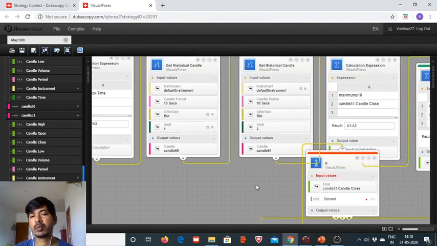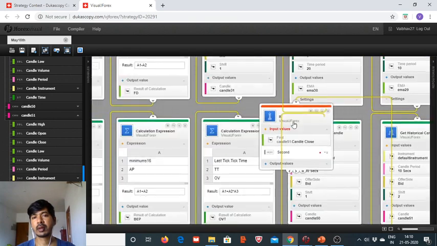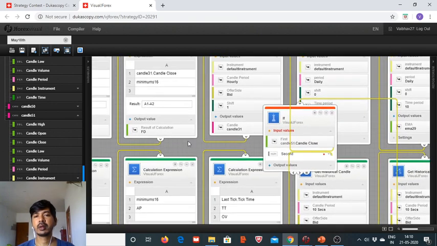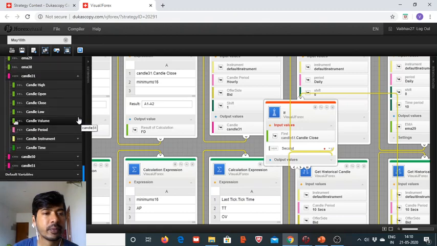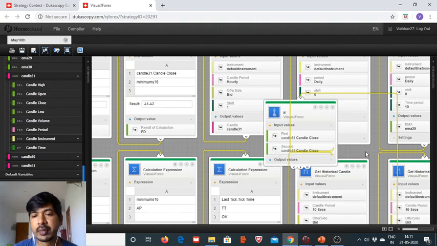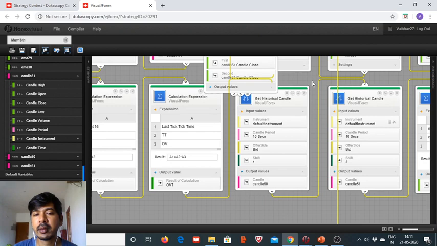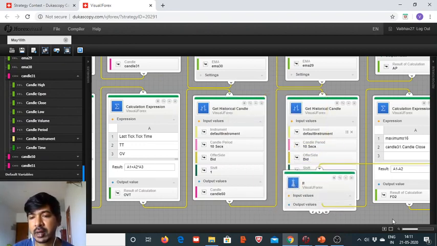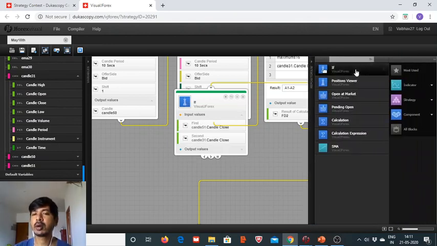Candle 51's closing level should have been higher than candle 31's closing level, and then during the last 10 seconds the price starts to fall below the last hour's closing value. So we again need one more if block.